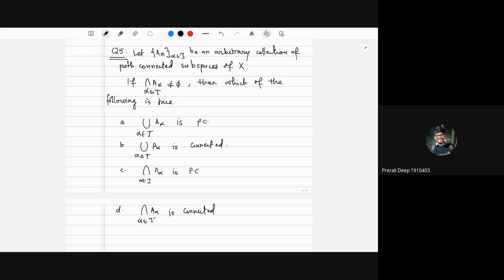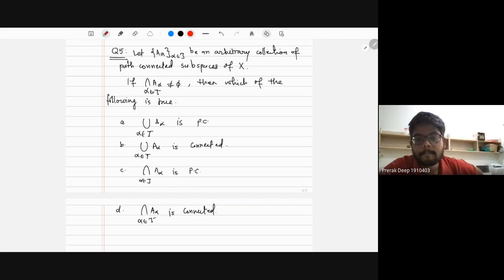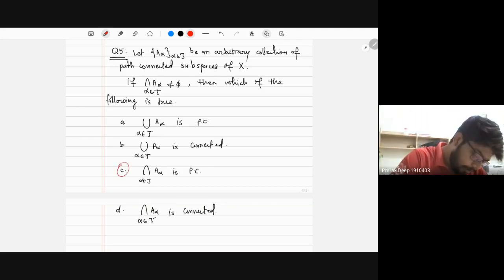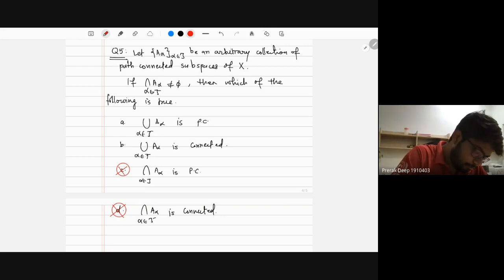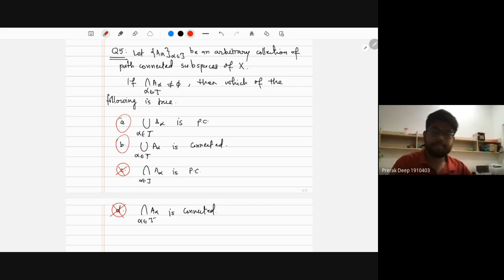Okay, so only options A and B are correct. Options A and B are correct, but options C and D are wrong. Only these two are correct. Now let me discuss the solution to all of you.